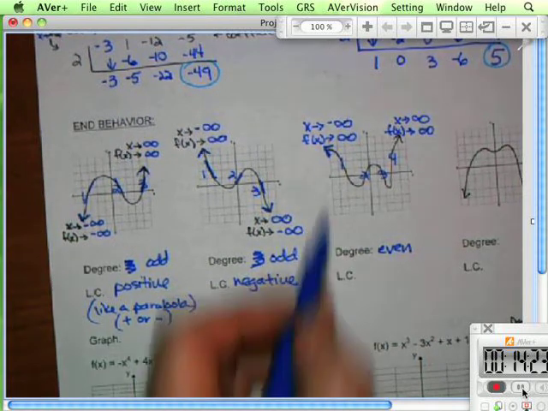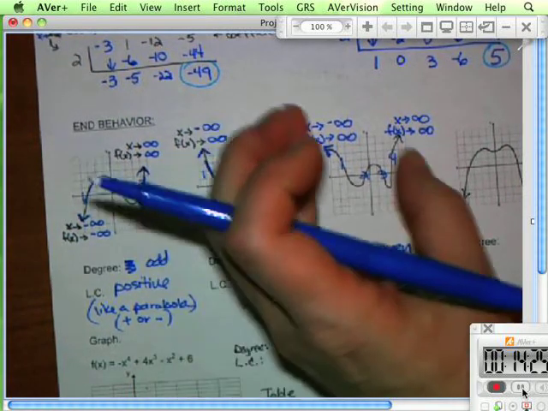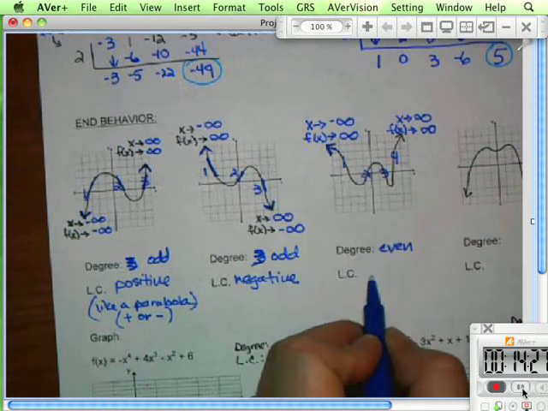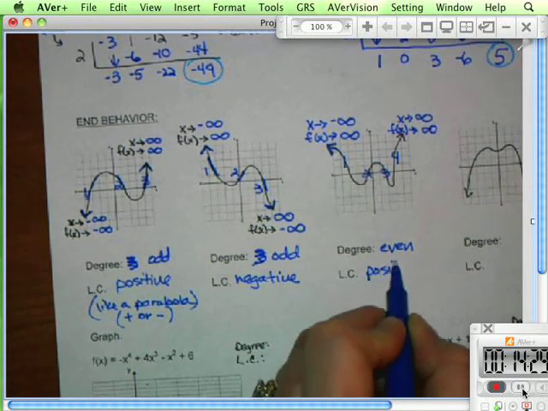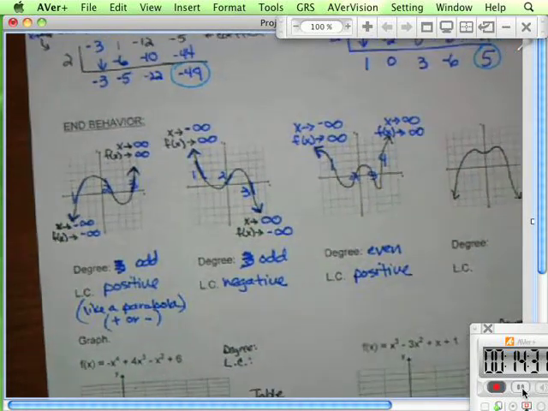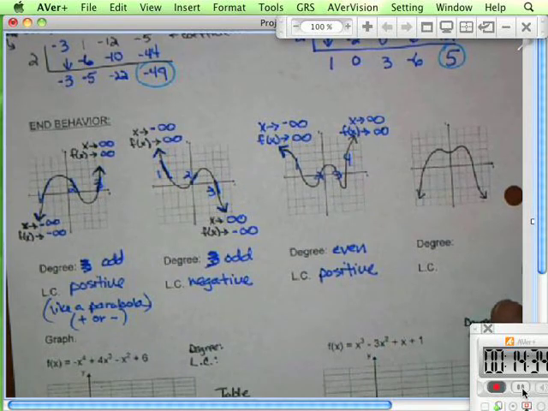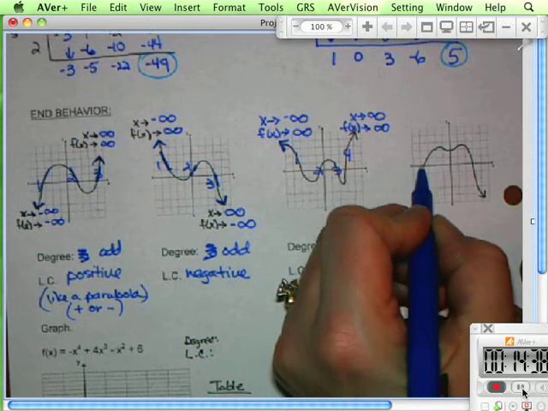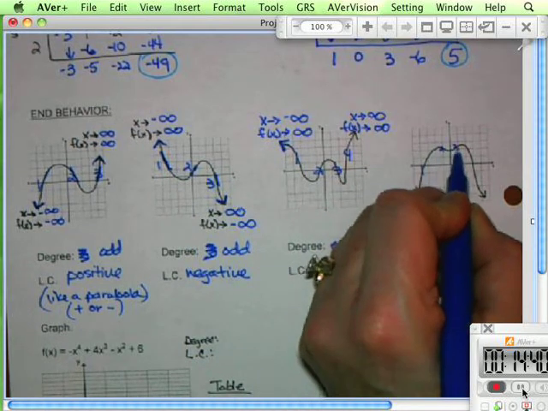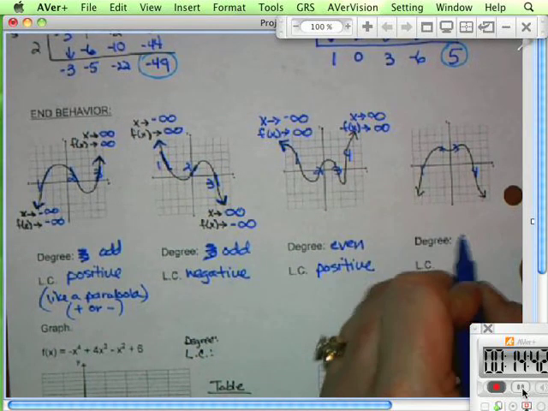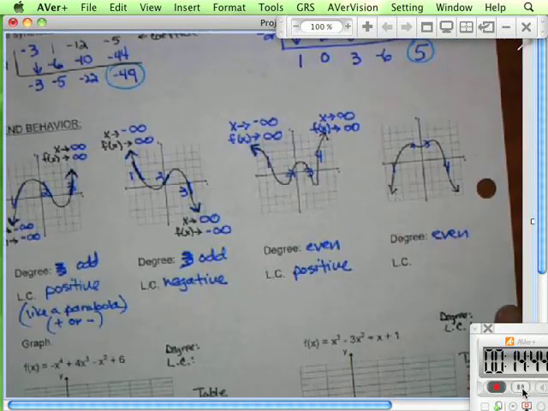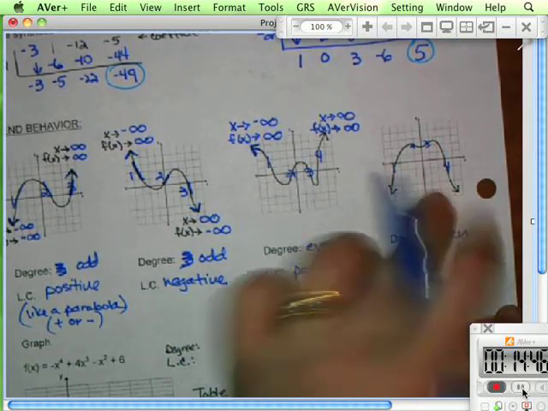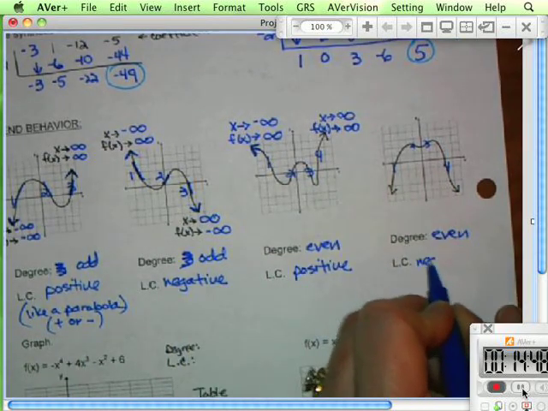Here, it's just like a parabola. It's facing up. So it's going to be a positive leading coefficient. All right? This is basically the same thing except it's facing down. So let's look at the degree here. We have 1, 2, 3, 4. So we're going to have an even degree of some sort. It's facing down, so it's going to be a negative leading coefficient.